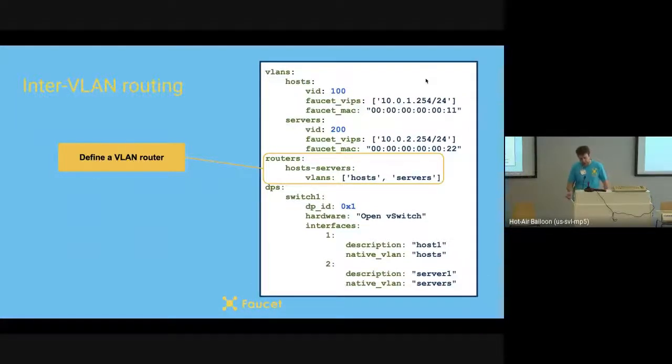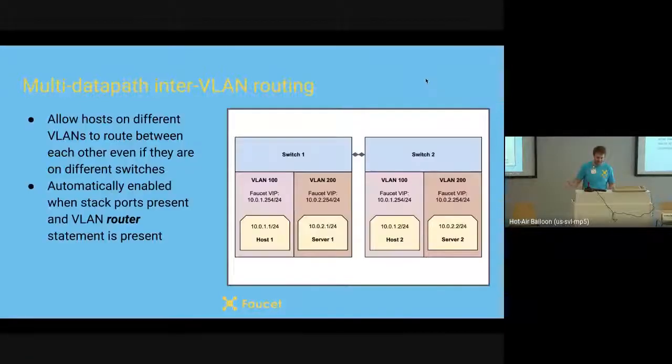And the complaint we often got, I think we got up to probably something like 10 feature requests for this, and we figured maybe we should write this. So now we have multi-datapath inter-VLAN routing.